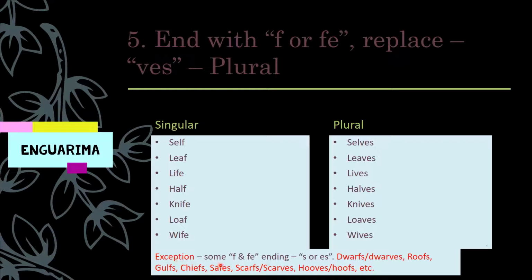Now here are some exceptions in this rule also. So some singular nouns ending with f and fe, instead of replacing with ves, use s or es. Example: dwarfs, roofs, gulfs, chefs, safes, scarves, hooves, hoofs.